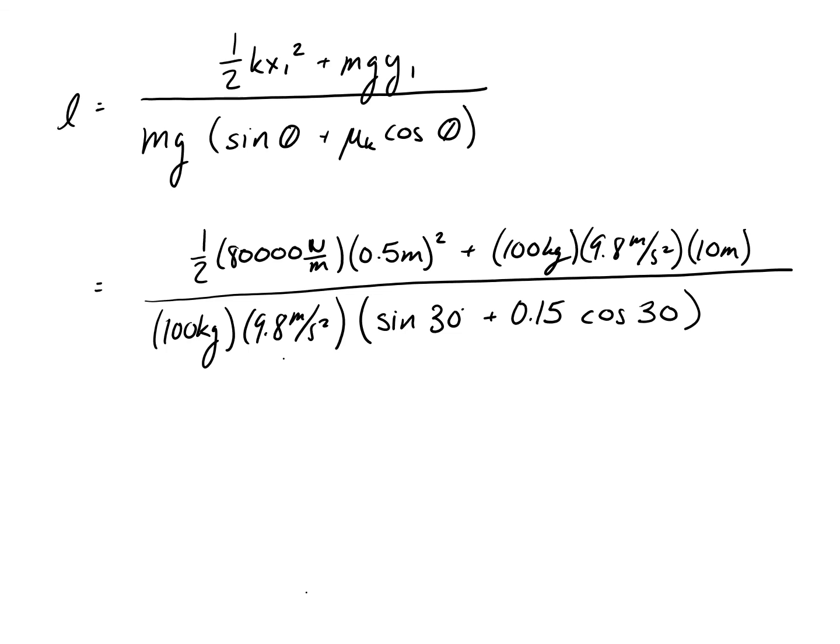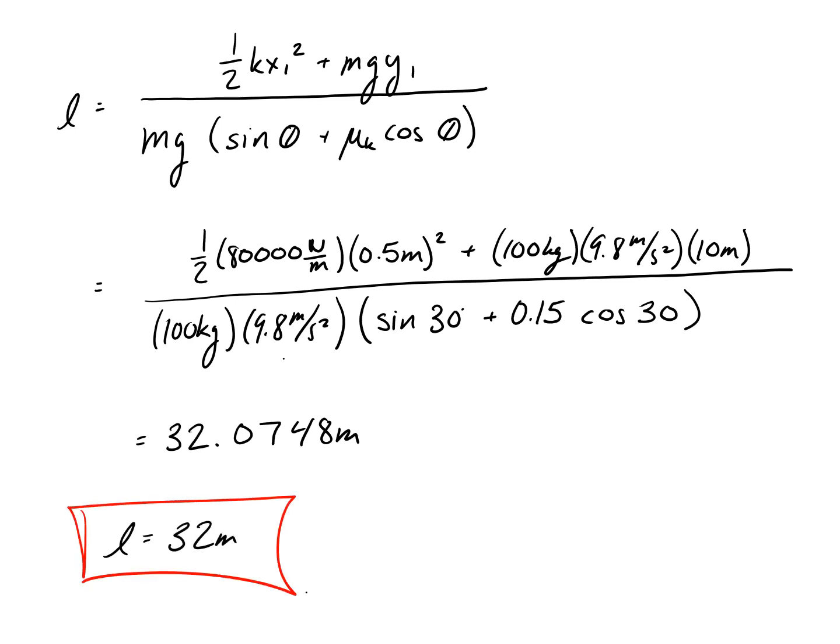Taking all this and plugging it into a calculator, be careful doing it. I definitely screwed it up, so check your parentheses when doing this question if you're trying to do it all at once. Taking it and plugging it in, I got 32.0748 meters, or again, rounding to sig figs, 32 meters. So on this part of the problem, we've literally just plugged and chugged our way from isolating the length of the incline to getting the actual value for it.